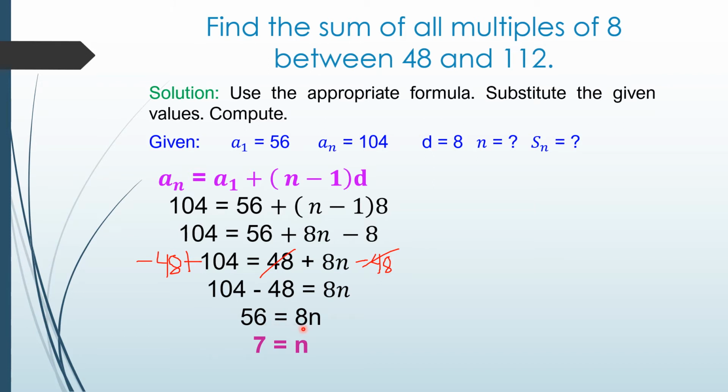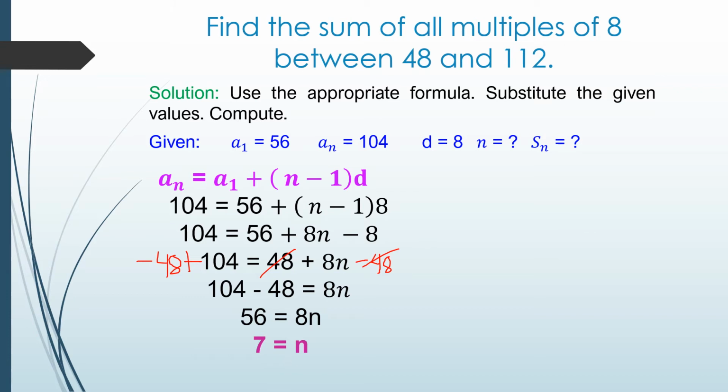56 is equal to 8n. Gagamitan naman natin ito ng division property of equality. So both sides will be divided by 8 para matira na lamang yung n. So 56 divided by 8, that is 7. So ang number of terms pala natin ay 7.